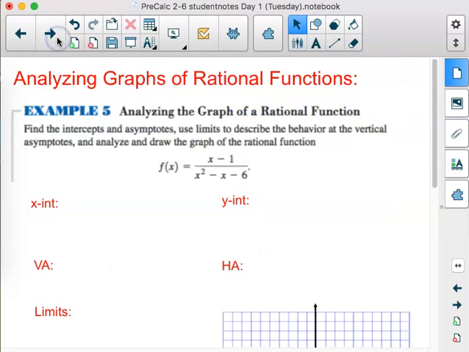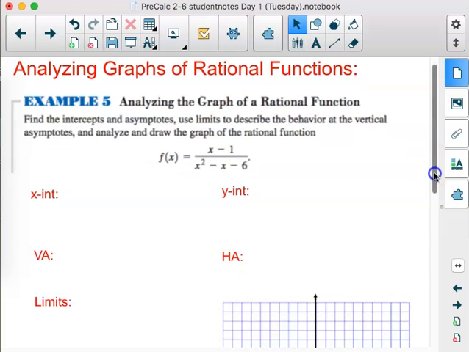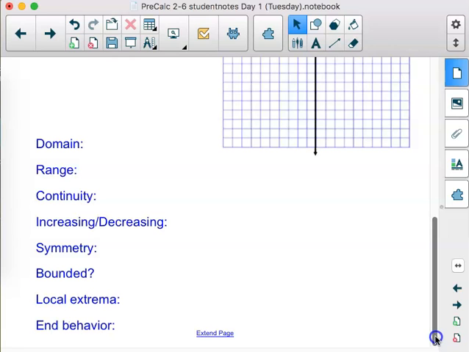So lots of review, but it's been a while, and so it's really good that we are reviewing all these concepts. So now we start where I'm hopeful that we will get through 3 problems today, and that's because each of these is analyze. So analyzing graphs of rational functions, and it says find the intercepts and asymptotes. Use limits to describe the behavior at those vertical asymptotes, so that's why we have this little limit slot down here. And analyze and draw the graph of the rational function. So the analyze piece is all this good stuff down here.